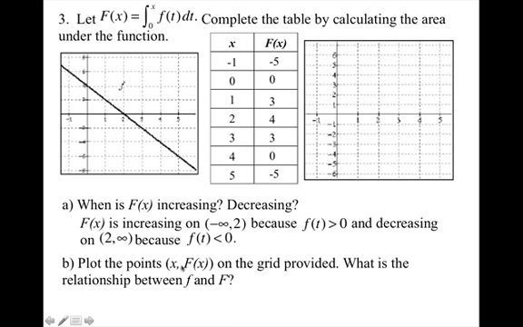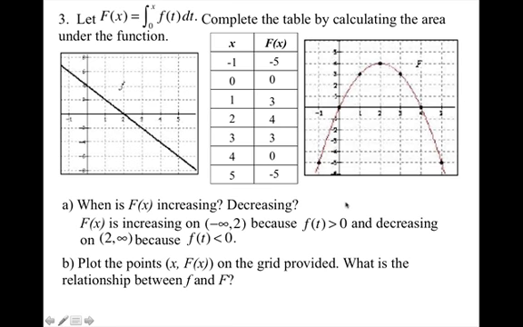Now, if you plotted the points correctly from this table, you should get that big F is a parabola, an upside down parabola. And the relationship between little f and big F is that the derivative of big F equals little f.